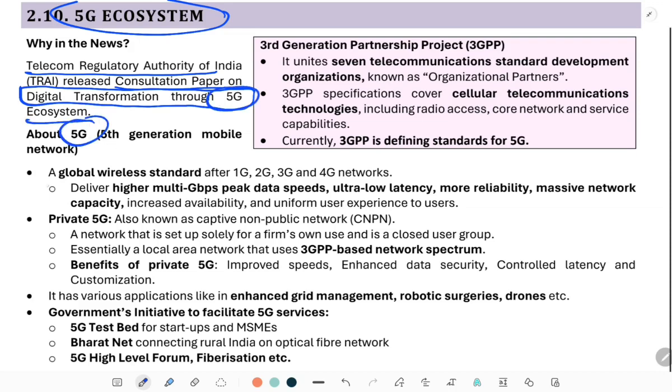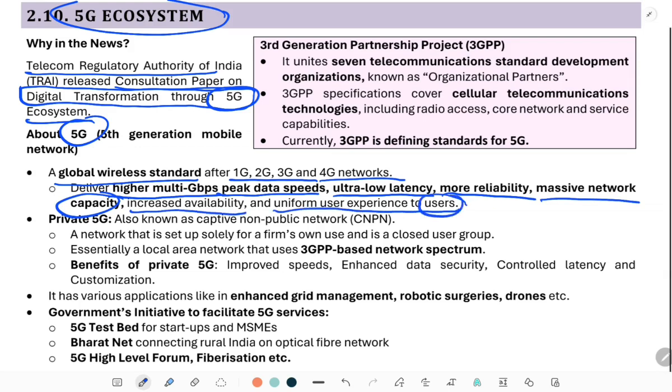5G is a global wireless standard after the 1G, 2G, 3G and 4G networks. It delivers higher multi-Gbps peak data speeds, ultra low latency and more reliability, massive network capacity, increased availability and a uniform user experience to users.